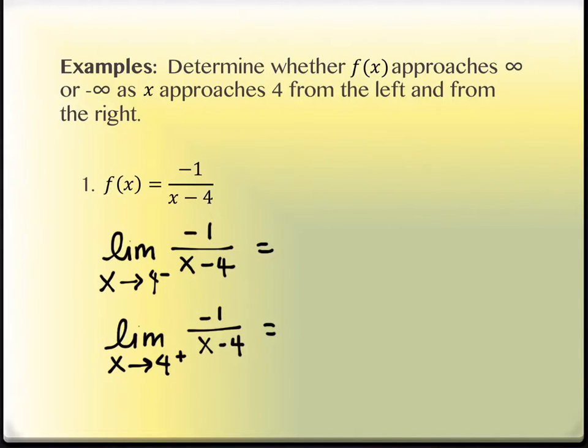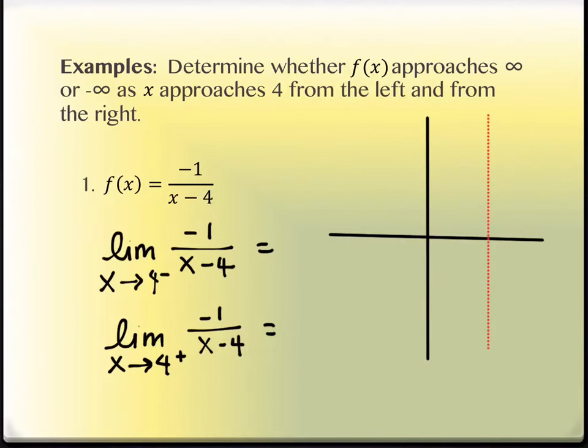Okay, so grab your calculator. Go ahead and put in the equation -1 over x minus 4. And we're going to look at a graph. We know there's an asymptote at x equals 4, right? Because that's where the denominator equals 0. We're going to talk more about that in just a moment. But we're going to have a dotted line going on over here.